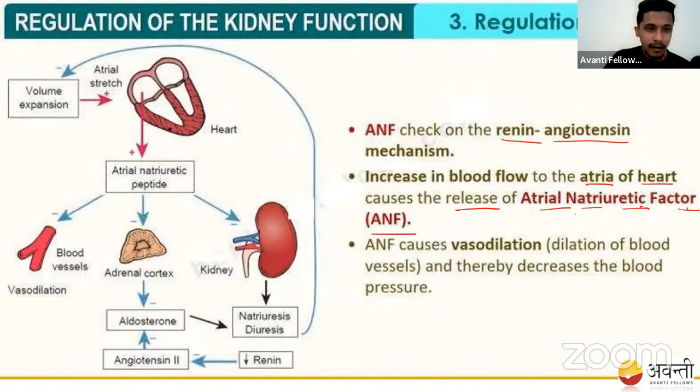Once this ANF is released, it acts on the blood vessels and dilates them. It's a vasodilator. What does vasodilation mean? Blood vessels will become bigger. As it dilates the blood vessels, the blood flow will get slower, thereby reducing the blood pressure. As the blood pressure decreases, the glomerular filtration also drops, and then your body fluid will get eliminated at a faster rate. So this is the mechanism of urine formation, students.